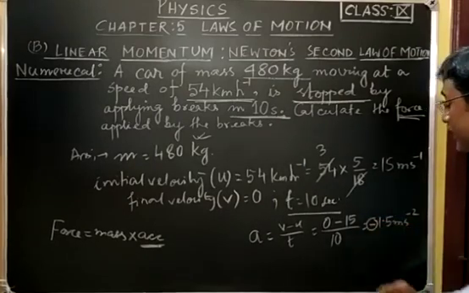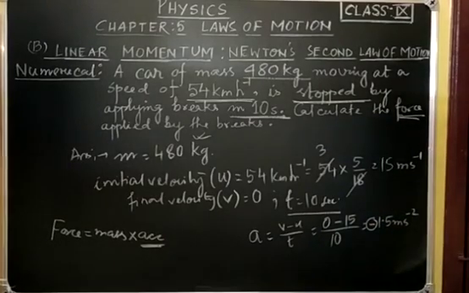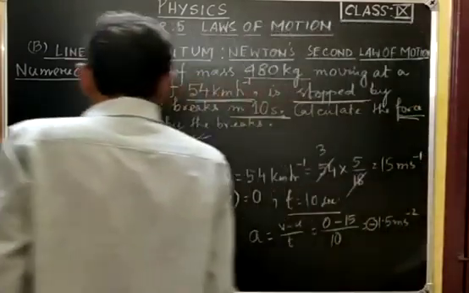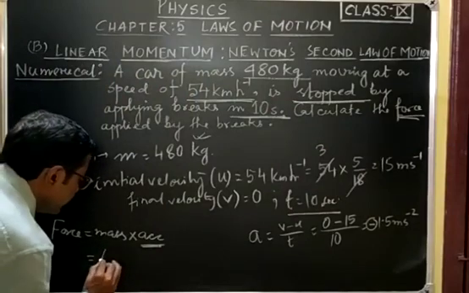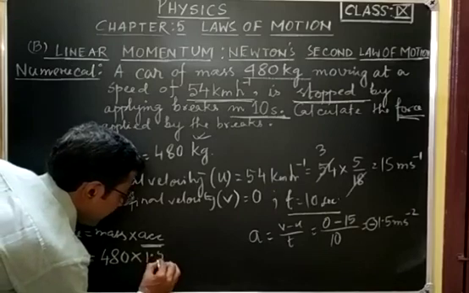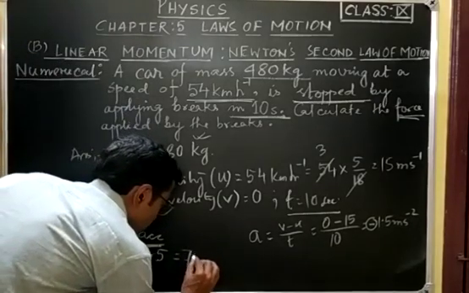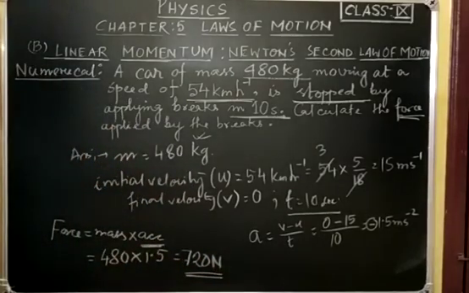So I will be taking only the positive value. Why? The negative sign is indicating that it is a retardation. Retardation has nothing to do with force. So see here, I will find the force like this. Mass they have given, 480, into 1.5. So 480 into 1.5 gives me 720 Newton. So hope you have understood this one. Expect this type of numerical in your exam.